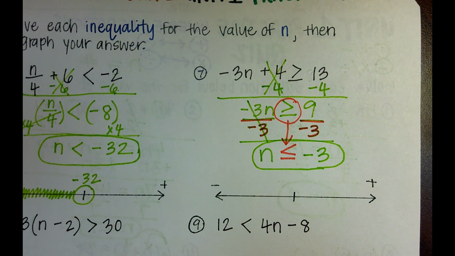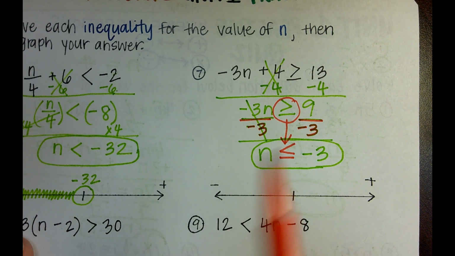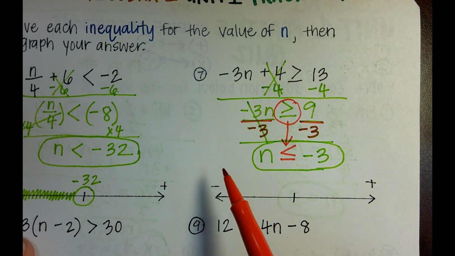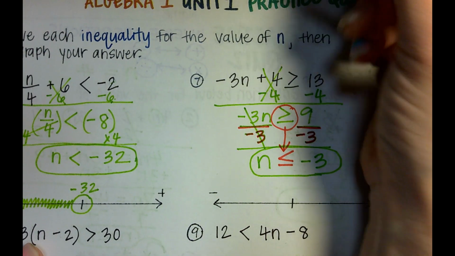So, if we divide by a negative on both sides or multiply by a negative on both sides, that tells you to flip the sign. So let's make a little note of that.